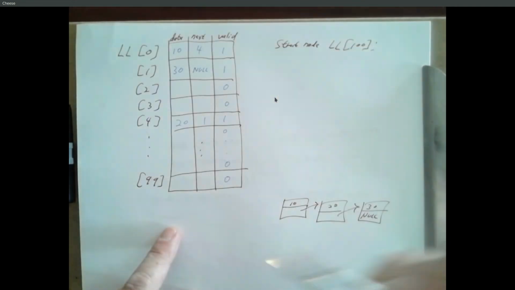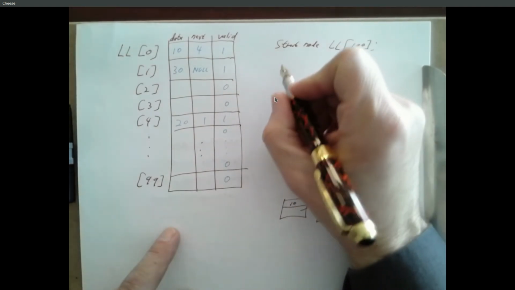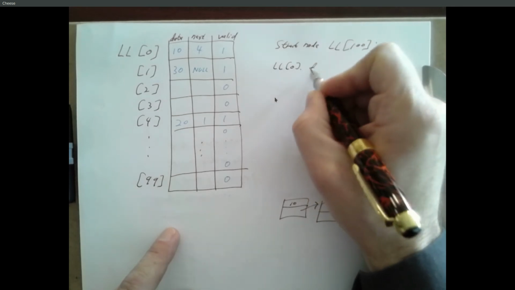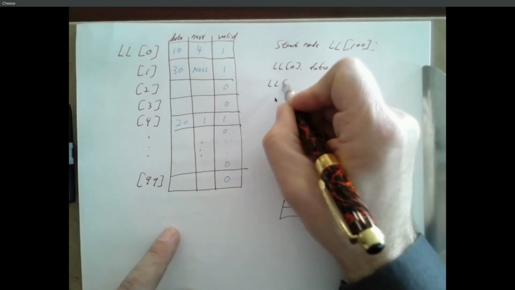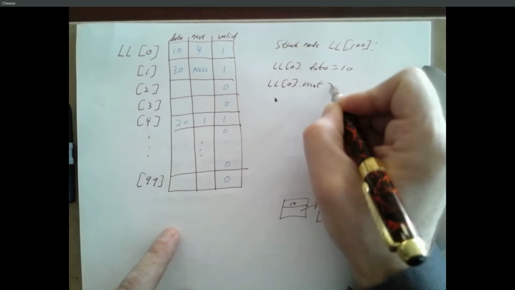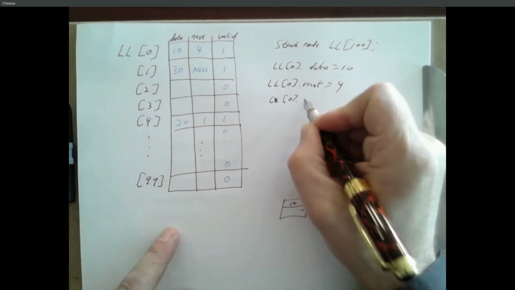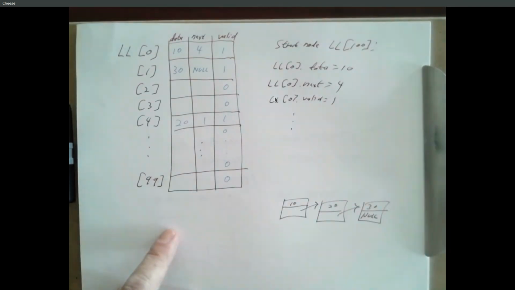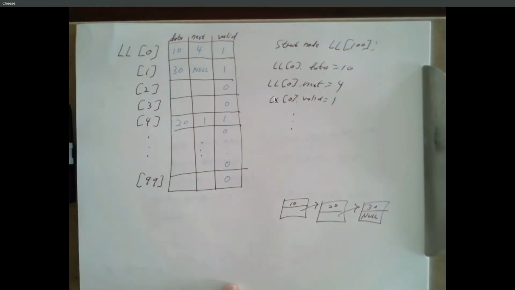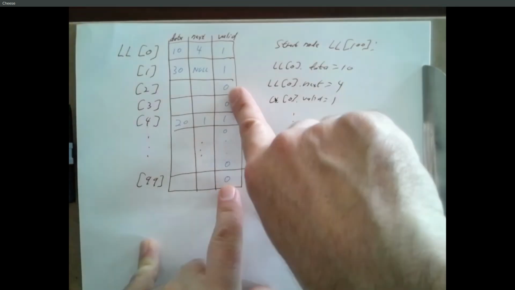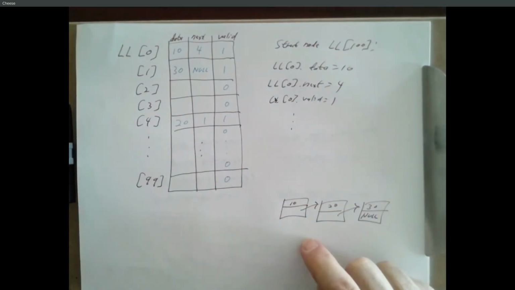So use your init, right? Make a loop to set all of these valid flags to 0. And then make some assignment statements. LL bracket 0 dot data equals 10. LL bracket 0 dot next equals 4. LL 0 dot valid equals 1, and so on. And you just cobble together by hand this structure. Is it necessary to set it to 0 before initializing it? No, but I don't want to write 99 of these things. Oh, yeah. So I would make a loop first and set all the valid flags to 0, just so I don't have to do them all explicitly.